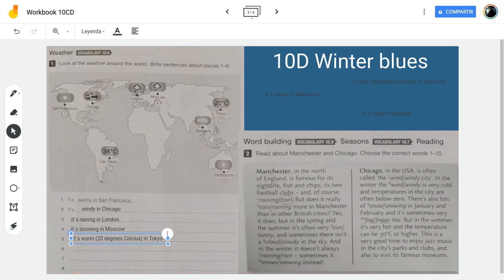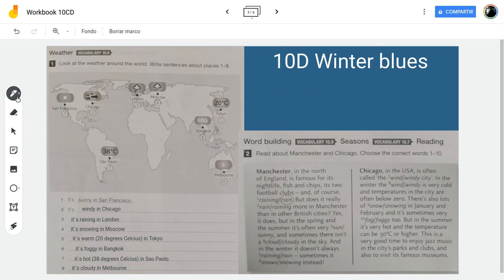Next one, number six, Bangkok. That would be fog. So we say it's foggy in Bangkok. Number seven is Sao Paulo, and that's hot. So we say it's hot in Sao Paulo, or it's 30 degrees Celsius in Sao Paulo. And number eight, the last one, is Melbourne, and it has some clouds. So we say it's cloudy in Melbourne. All right.